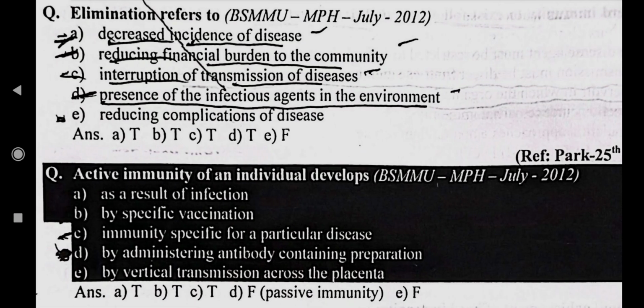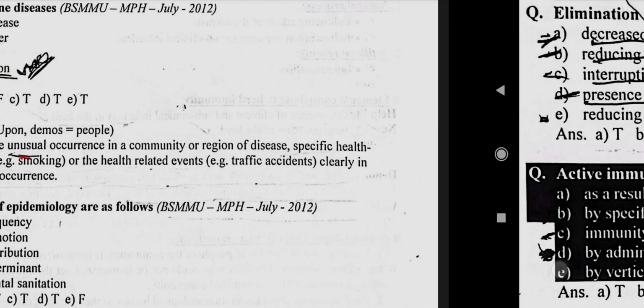Elimination refers to: true answer, decreased incidence of disease, reducing financial burden to the community, interruption of transmission of disease, presence of the infectious agent in the environment. False answer: reducing complications of disease.